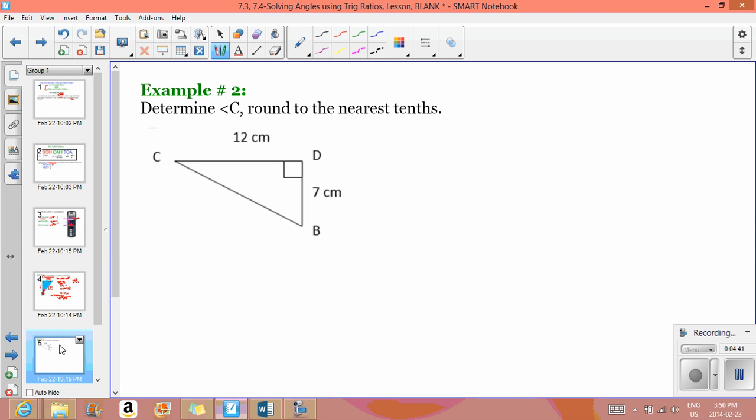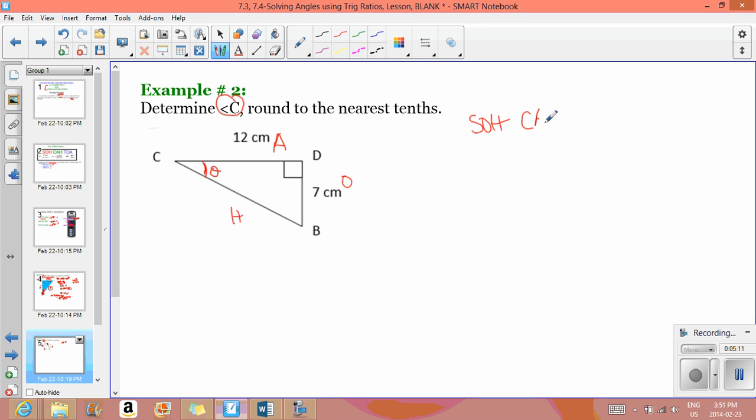So if we go to the next one, we're going to do the exact same thing. In this question, though, we're looking for angle C. So if we label what our angle C is, let's just call this one theta, so we're using the same symbol. If this is our theta, we have to label O, A, and H. So H is always across from the 90. O is always across from the angle that we're talking about, and A is always the one left over or the adjacent.